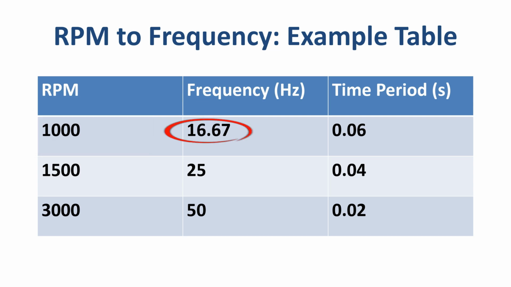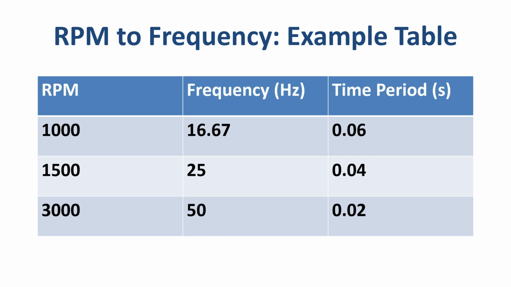Now let's calculate the time period for this. We know that the time period is just the opposite of the frequency. So we take 1 divided by whatever frequency we get. The frequency is 16.67, so 1 divided by 16.67 equals 0.06 seconds. That means to complete one rotation, this machine is taking 0.06 seconds, right?